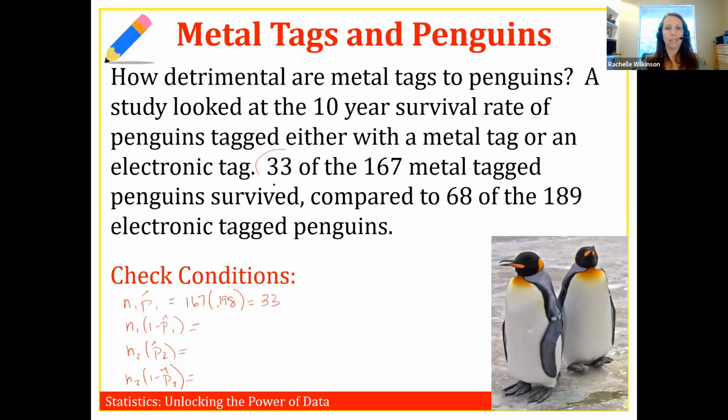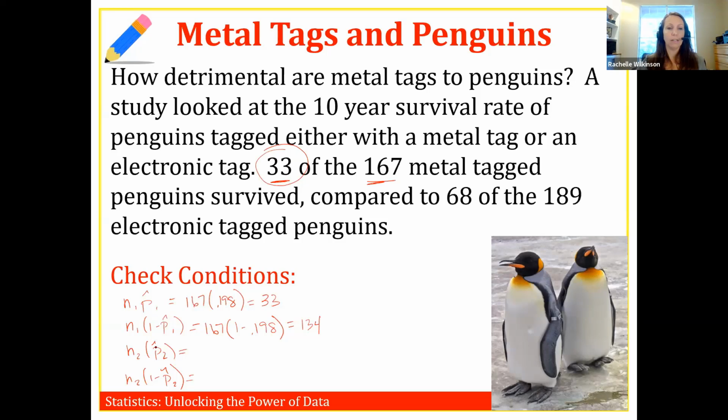Notice this is the same as the number of successes that we had up there. Down here, if I take N1, which is 167, times 1 minus 0.198, I get 134. This is also equal to the number of failures. Another way to get this same number is to take my N and subtract the number of successes, so 167 minus 33 equals the number of failures. So there are two ways to get the same number. Whichever way you like best will work just fine.